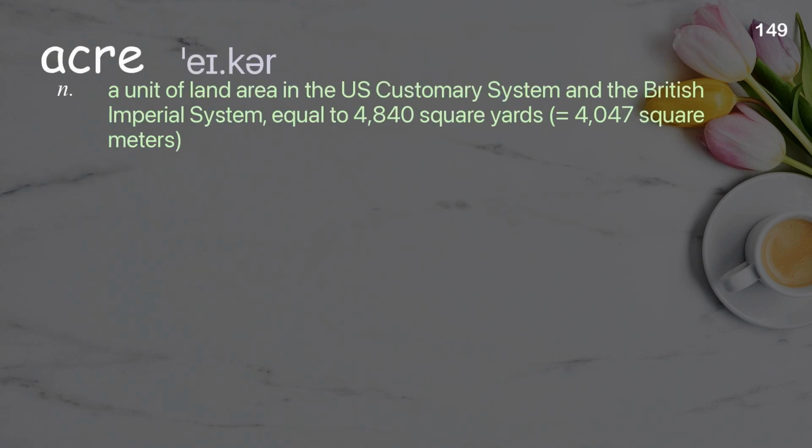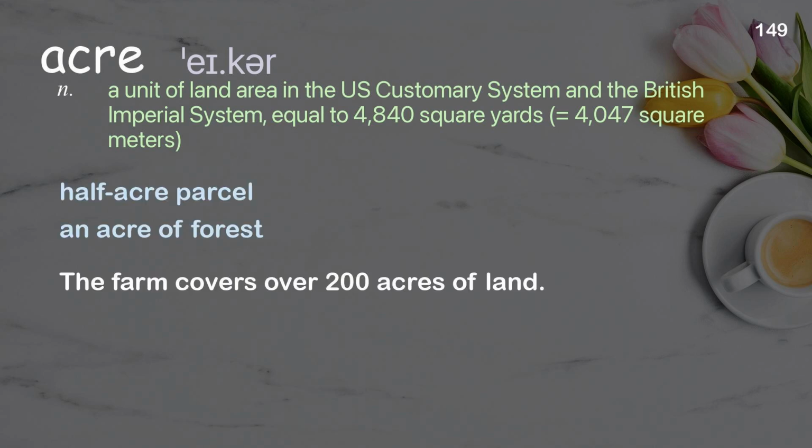Acre. A unit of land area in the U.S. customary system and the British imperial system, equal to 4,840 square yards, equals 4,047 square meters. Examples: half-acre parcel. An acre of forest. The farm covers over 200 acres of land.